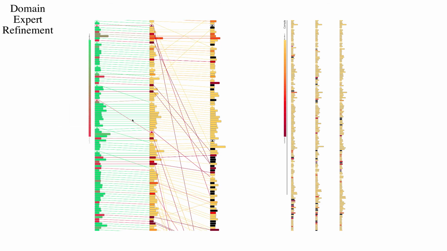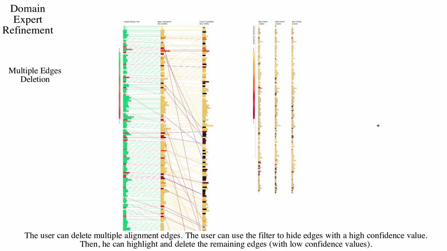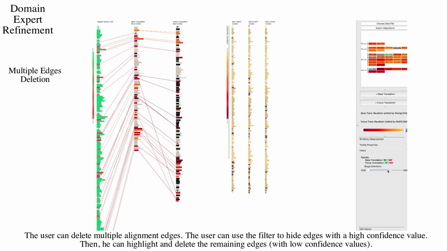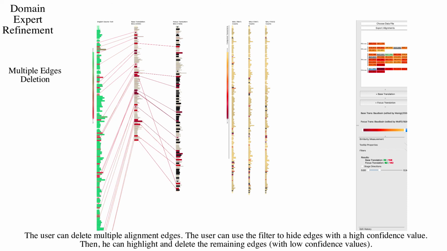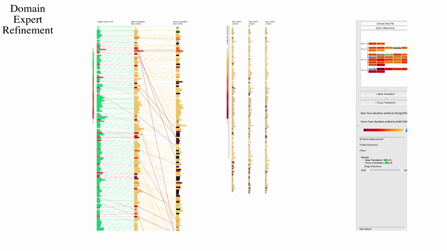Multiple edge deletion. Multiple edge deletion is a feature that enables the user to delete multiple edges in one action. The user can use the filter to hide edges with a high confidence value. Then the user can highlight the remaining edges, right-click and choose Delete Alignments to delete them. This action is also stored in the edit history and can be undone.